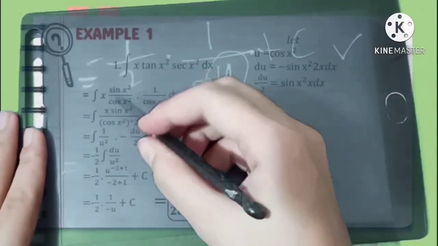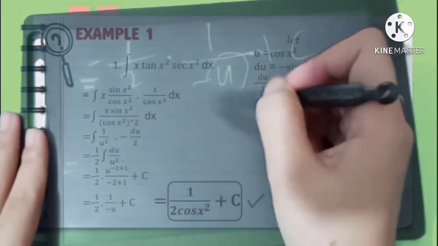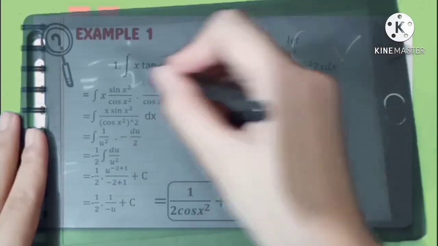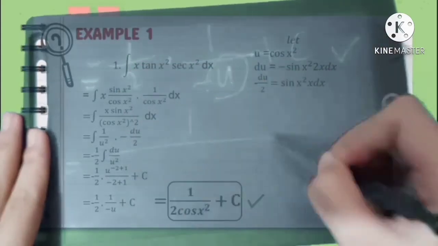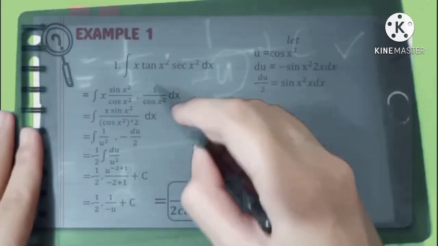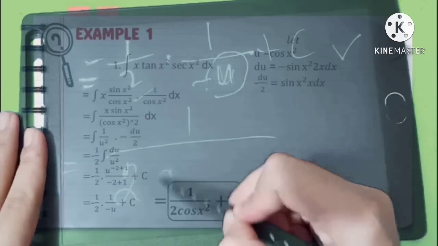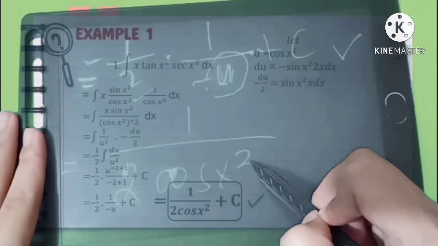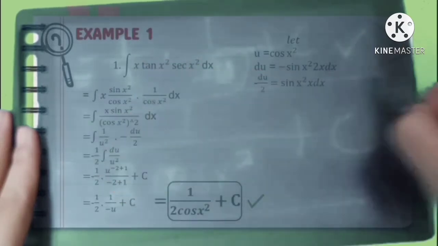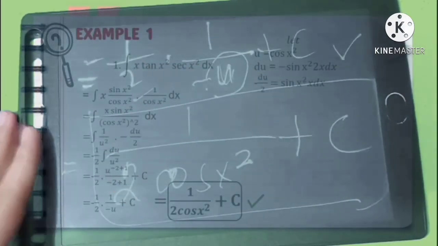So, what is our u? That would be 1, since negative times negative is positive, so it becomes positive. Over 2, our u is cosine x squared, so plus c. So, that would be our final answer. Okay?